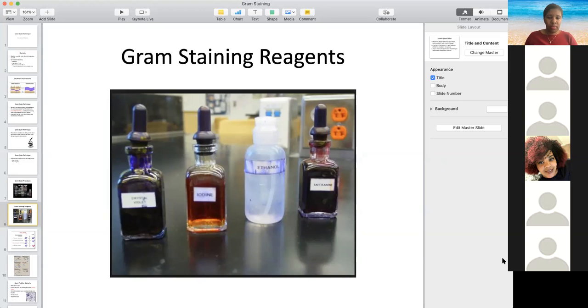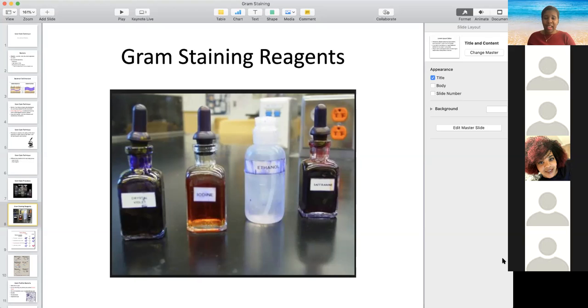The next reagent, ethanol, alcohol. It's a decolorizer. Write that next to alcohol. It's a decolorizer. This is the step where we're attempting to remove that primary stain from our cells. Alcohol is the decolorizer.